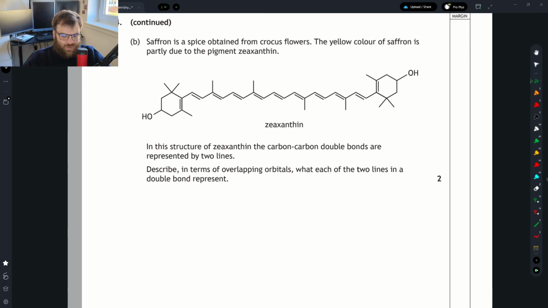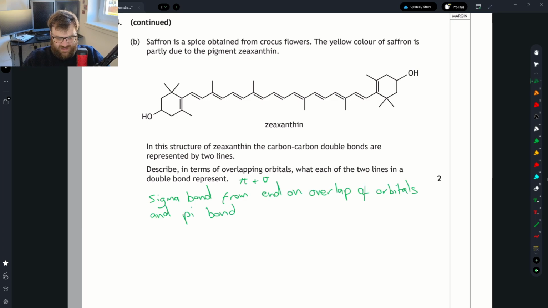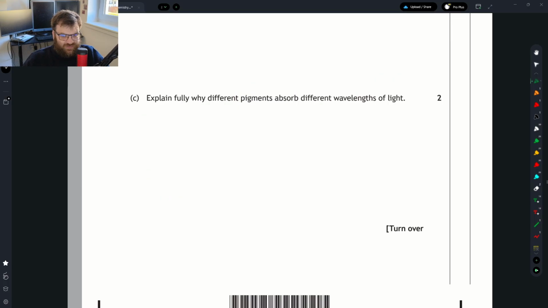Moving on, we're asking about the orbitals for a double bond. A double bond is both a pi bond and a sigma bond. So the sigma bond from end-on overlap and the pi bond from the side-on overlap. And these ones we're dealing with the colours of pigments. And these ones with conjugated systems, we're talking about HOMO and LUMO. The highest occupied molecular orbital and the lowest unoccupied molecular orbital.